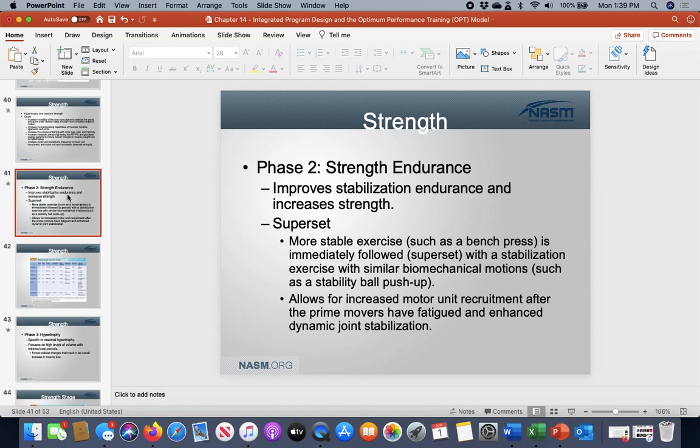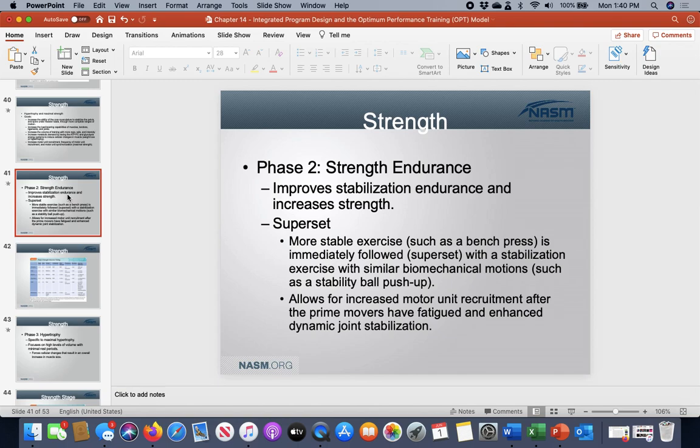So with phase 2, that's your strength endurance. We kind of talked a little bit about it with the stabilization because the parameters are very similar. But what are we trying to do? I hit on this term before, but supersetting: 2 exercises back to back. So you're going to improve upon your stabilization endurance, and you're going to hit on your strength endurance. It's a stable exercise followed by a stabilization exercise. An exercise that you might have done in phase 1, you're going to bring back around again. So it's going to be a stable exercise, like they say here, a bench press, followed by something that's unstable, like a stability ball push-up, or maybe on a Bosu ball, or whatever it may be.